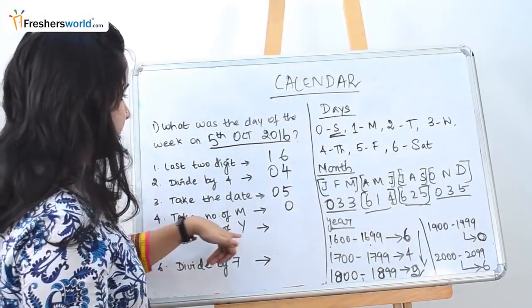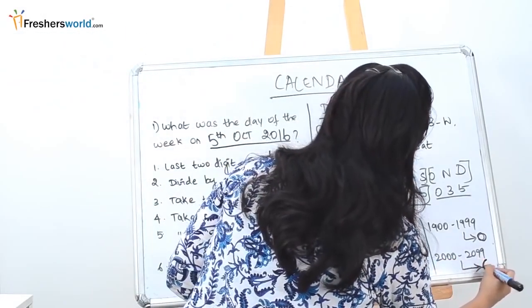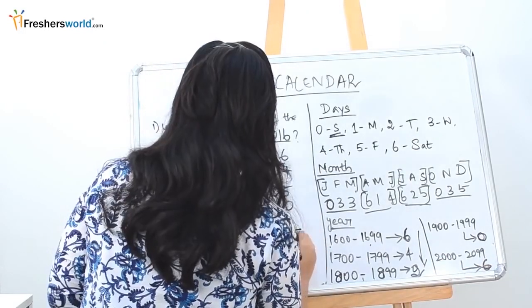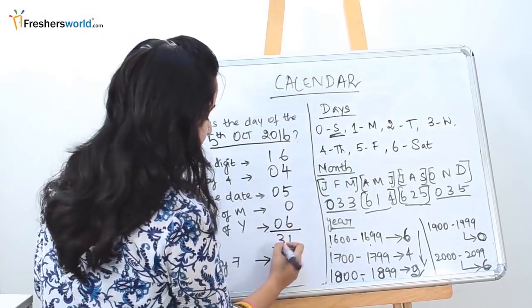So take the number of the year. The year is 2016, so 2000 to 2099 is 6. So we are taking 6 here. Add all of these. If you add all these first 5 steps, you will get the value as 31.